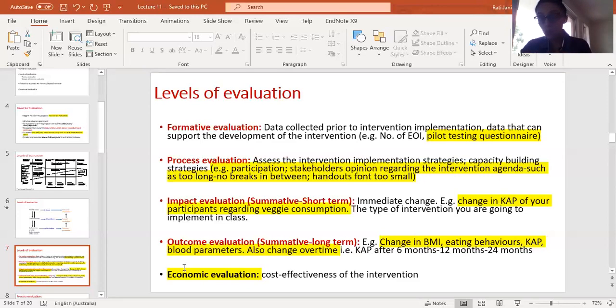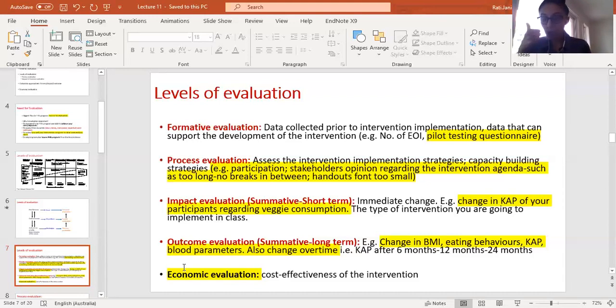So in assignment 2, when you are implementing the intervention in the classroom, thinking of your classmates as your stakeholders, you're doing a pre-post questionnaire, right? So that is impact evaluation, immediate short-term evaluation. So you're testing your participants' knowledge or awareness about certain things, all right? So that is called impact evaluation, which is immediate short-term.